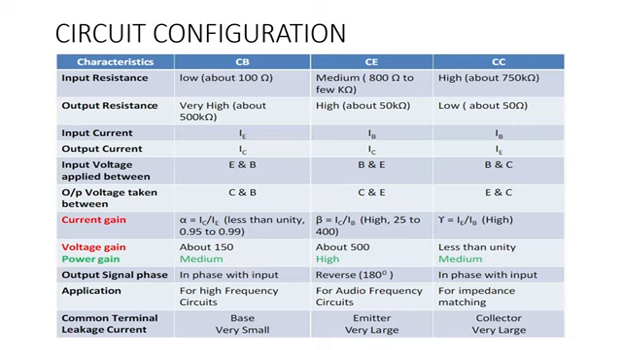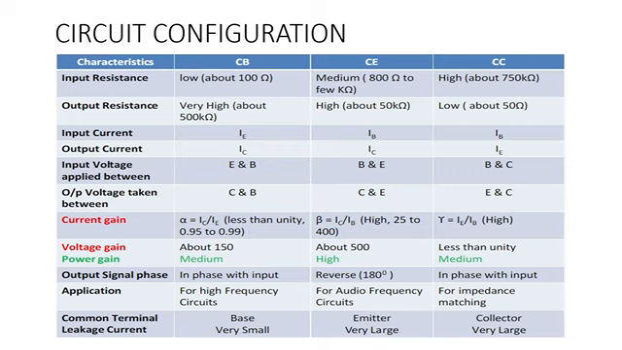When you calculate the current gain for CB configuration, we call the current gain alpha, which is equal to IC by IE, which is less than unity, around 0.95 to 0.99. Whereas for CE configuration, we calibrate the current gain to be beta, which is equal to IC by IB, which is high, about 25 to 400. Whereas in the case of common collector, the current gain is represented as gamma, which is equal to IE by IB, which is a high value.